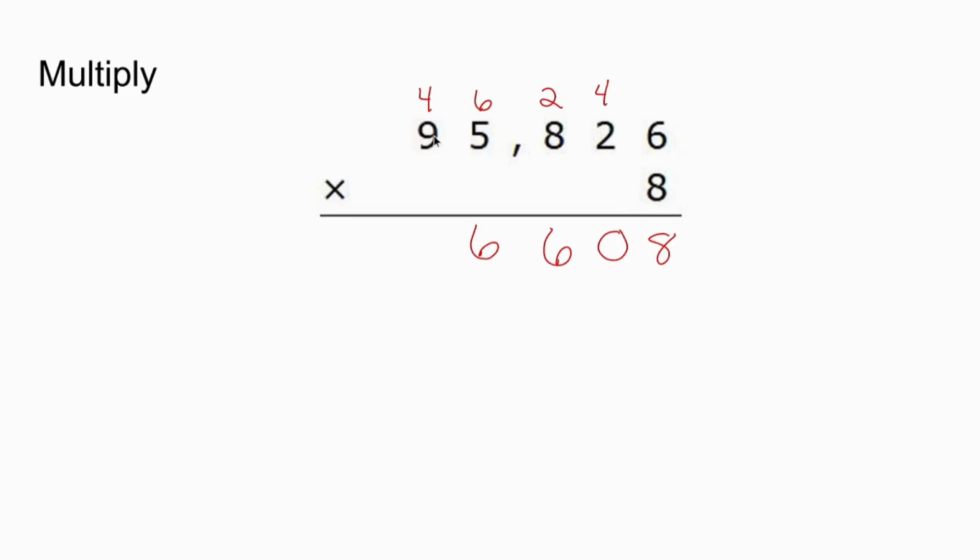8 times 9 is 72. 72 plus 4 is 76. So since that's our last digit, we're going to write out 76. Let's count from the right. 1, 2, 3. Put a comma. No more commas. And we end up with 766,608.